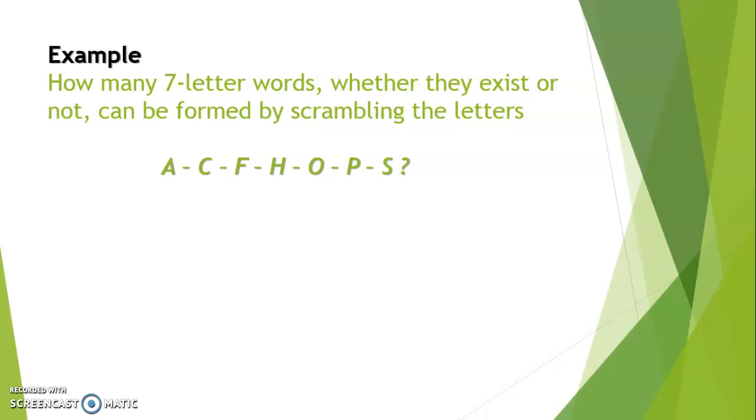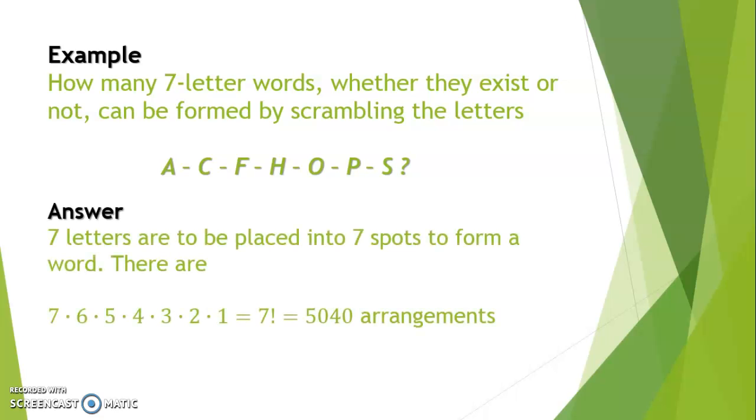Think of these as Scrabble tiles that you're going to form words with, or attempt to form words with. Okay. So since there are 7 letters to be placed into 7 spots to form a word, then there are 7 factorial, so 5040 arrangements. Every letter has to be used exactly once, and the order will generate a different outcome, in this case a different word.